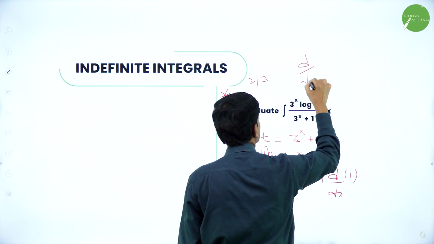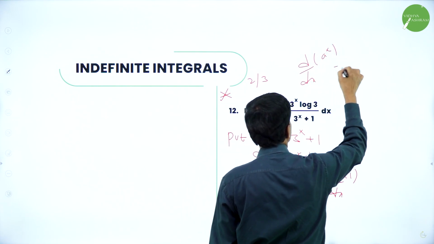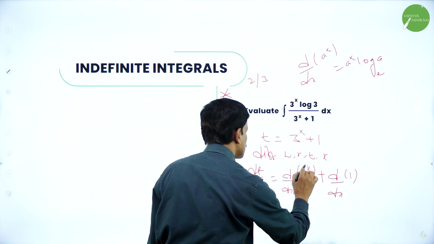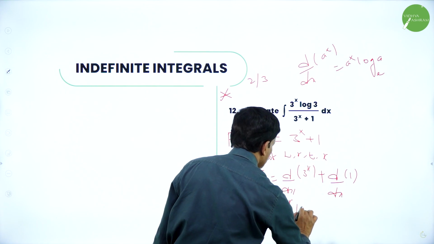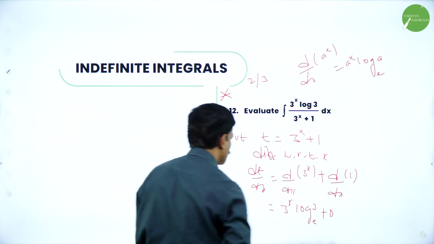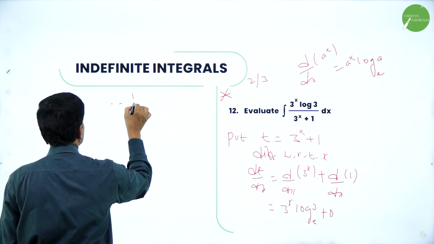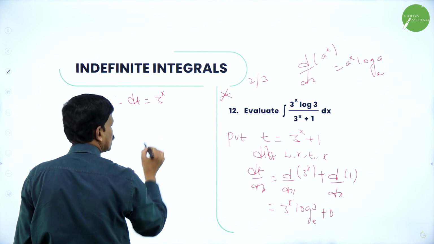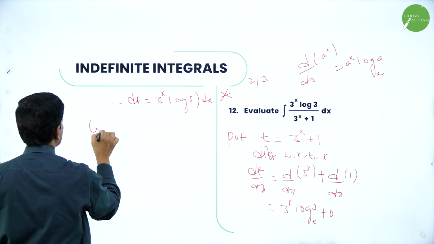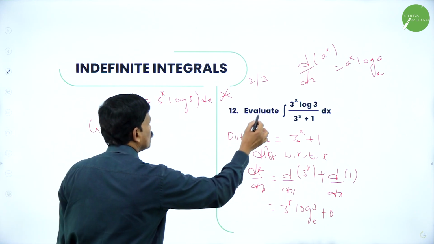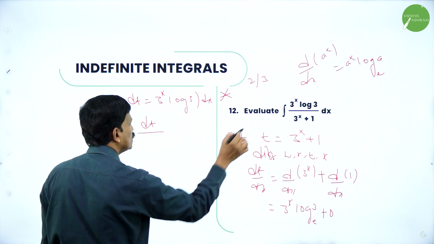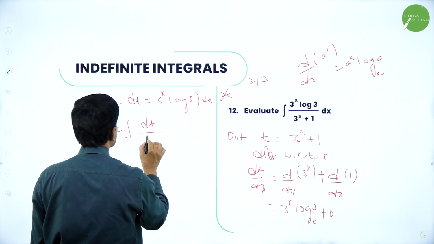Since you know the formula for d by dx of a to the power of x is a power x log a to base e. Now, if you differentiate this, differentiation of 3 power x is 3 power x log 3 to base e, plus derivative of a constant is 0. So, therefore, dt can be written as 3 to the power of x into log 3 into dx. So, in the given integral, 3 power x log 3 dx is nothing but dt, divided by 3 to the power of x plus 1, which is nothing but t.